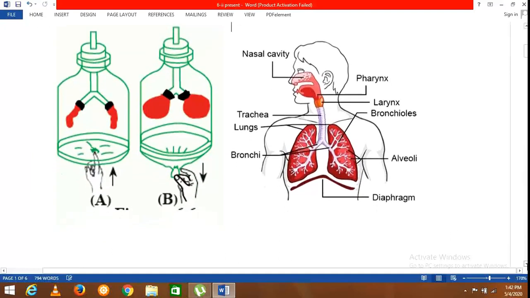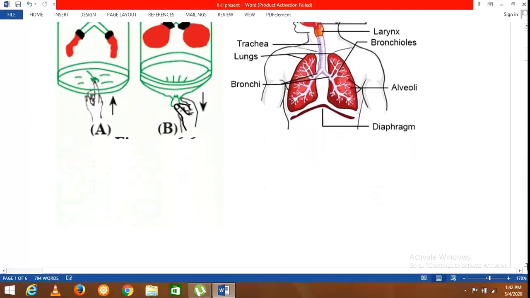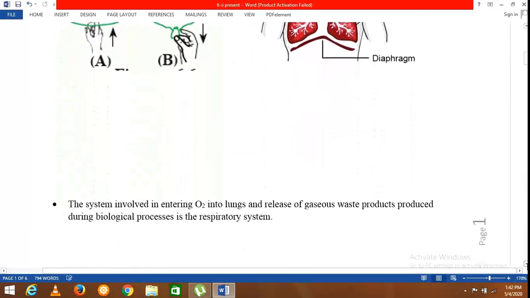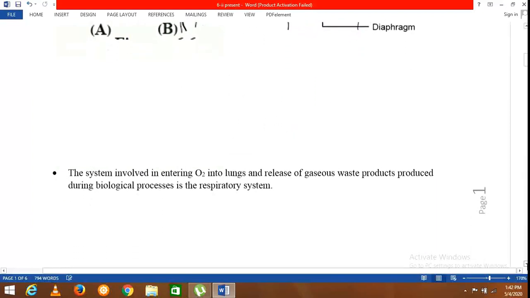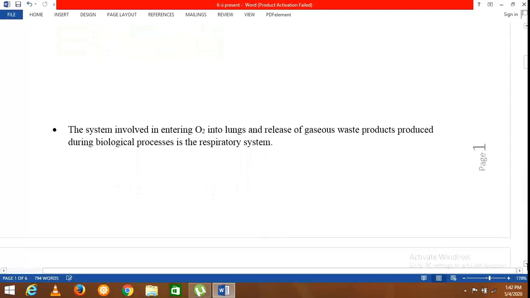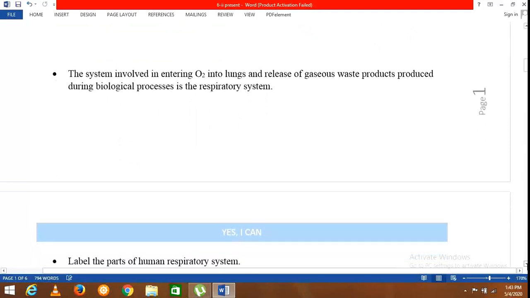You are asked to label the parts of the given diagram of the respiratory tract, and it is said that the system involved in entering oxygen into lungs and release of gaseous waste products produced during biological processes is the respiratory system.